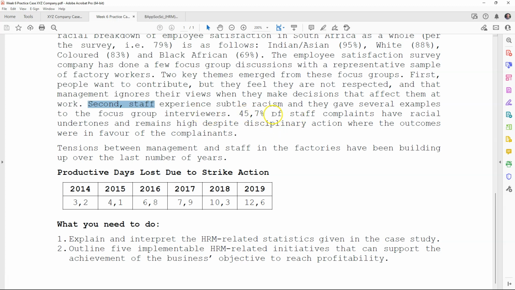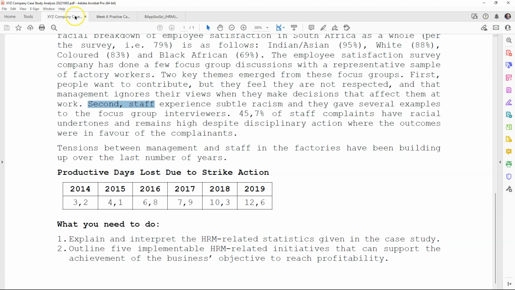And then 45.7% of staff complaints have racial undertones and remain high despite disciplinary action where the outcomes were in favor of the complainants. So in other words, the complainants being the people that believe they've been acted upon in a racially disadvantaged way. So even with that, it still remains quite high. And then, of course, that would contribute to the tension between management and staff.